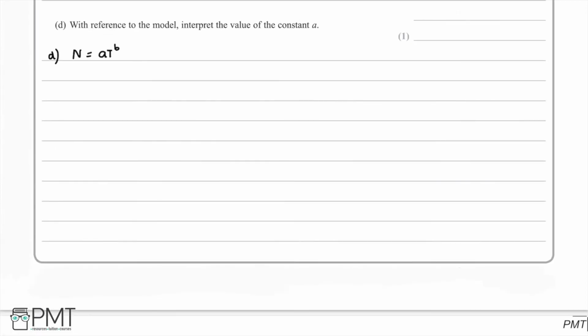So now for part D of this question, we're asked, with reference to the model, to interpret the value of the constant A. So we recall the equation we were given initially: N is equal to A T to the power of B.